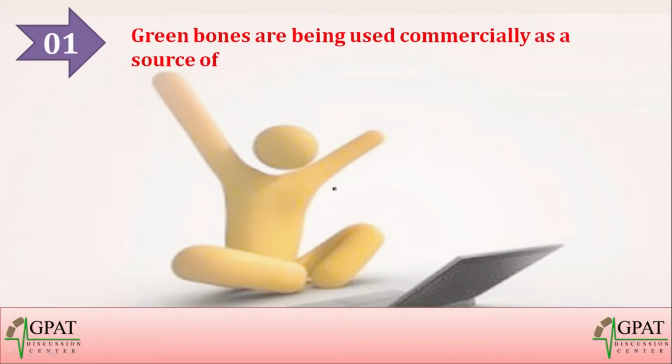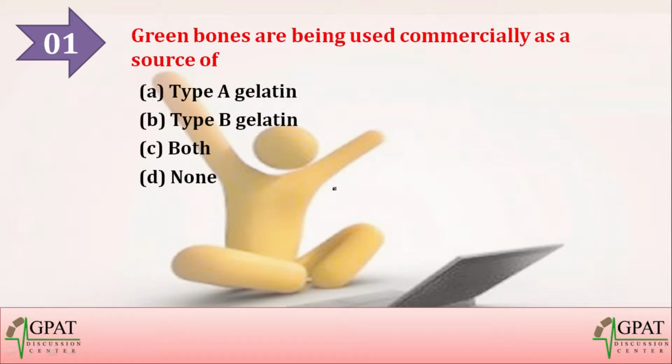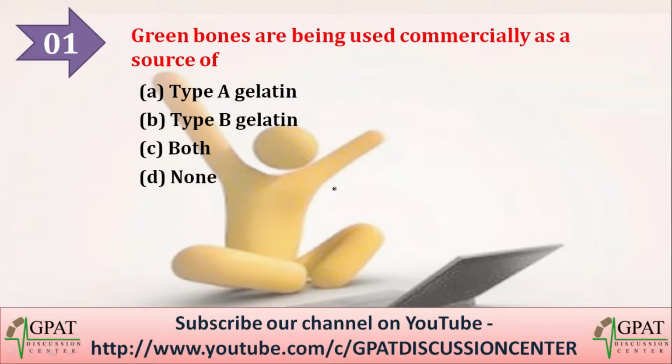Green bones are being used commercially as a source of, and the options are: option A, type A gelatin; option B, type B gelatin; option C, both; or option D, none. So green bones are being used commercially as a source of... The correct answer is type B gelatin. So green bones are being used commercially as a source of type B gelatin. Let's discuss the explanation part.